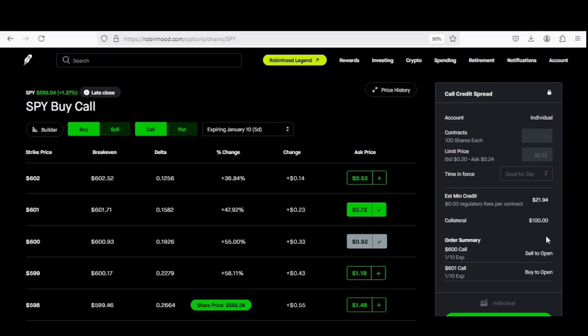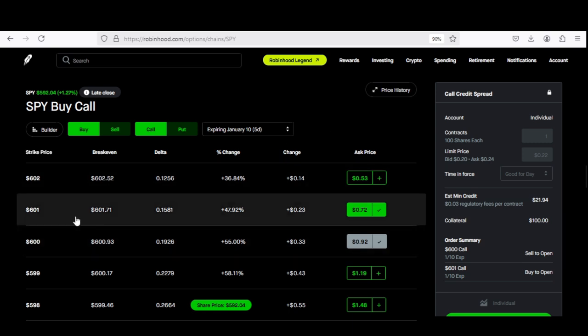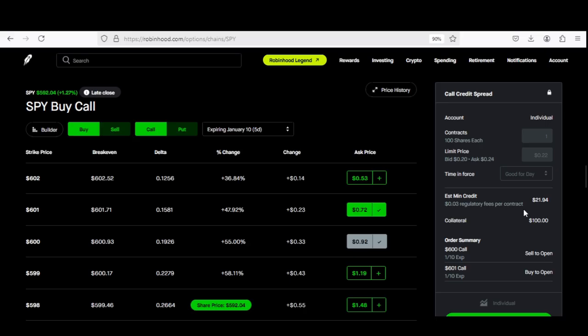So the second way this trade could go, once again, come expiration date of January 10th, if SPY is trading at any price above your 601 strike price right here, then once again, the good news, you keep your option premium, but now you're going to lose your $100 collateral. Your total loss or your net loss is going to be the $100 you left as collateral minus the premium you received of $22, which should work out to be about a $78 loss.